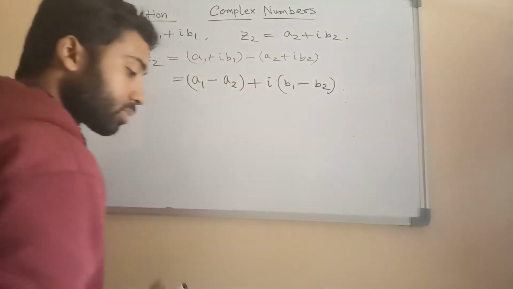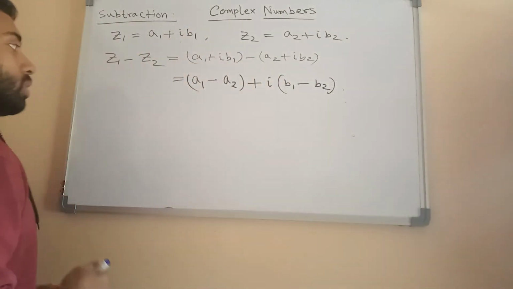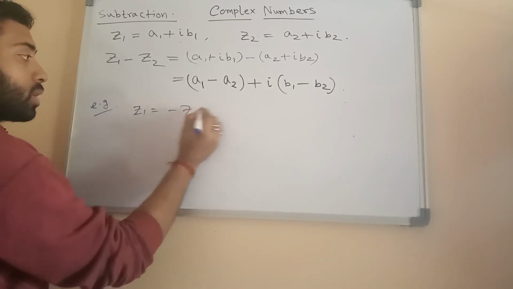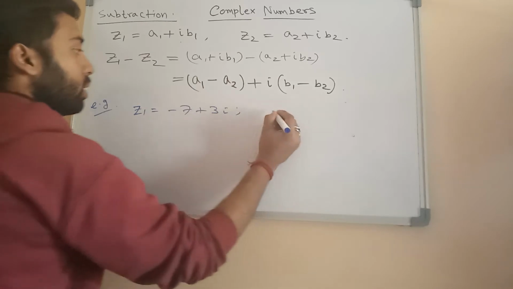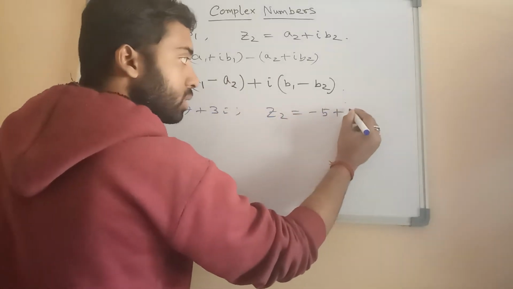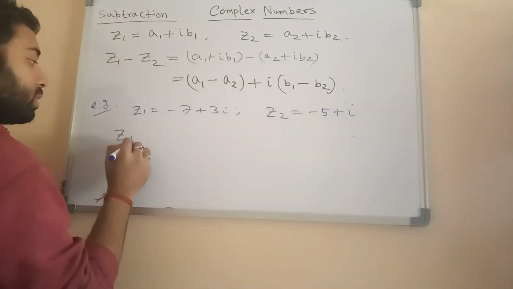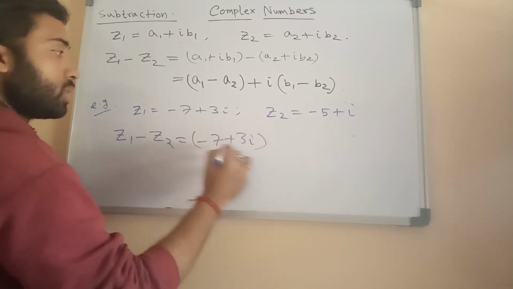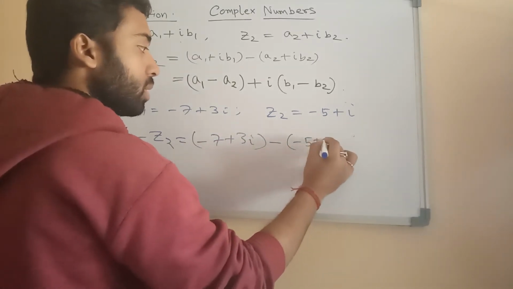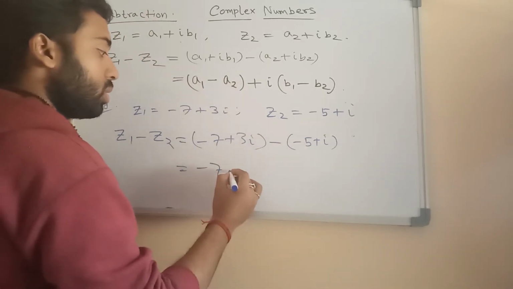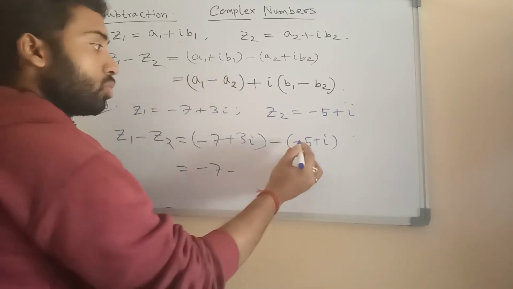Next, for example, suppose z1 is minus 7 plus 3i and z2 is minus 5 plus i. So you have to find z1 minus z2. So it is (minus 7 plus 3i) minus (minus 5 plus i). So subtraction between the real parts: minus of a2, so a2 is minus 5.